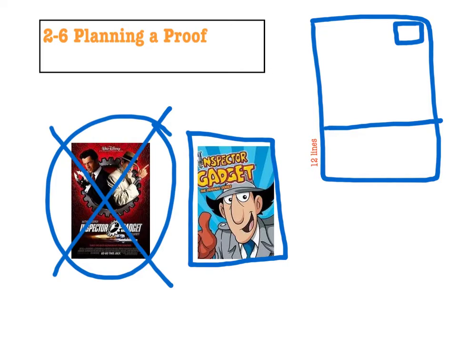Now, the first thing I want you to know is that our title is 2-6 Planning a Proof. You can set up your notes like this, and please reserve 12 lines at the very bottom for the last video. You'll be looking at the ingredients for a proof and how to successfully write a proof, and that will go in this top section.